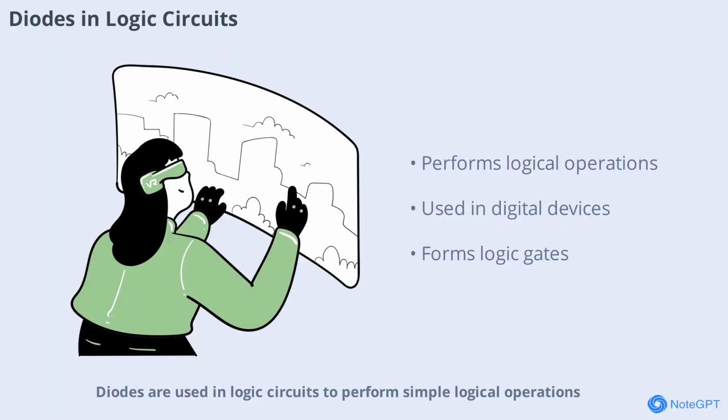Diodes are used in logic circuits to perform simple logical operations. By controlling the flow of current, diodes can create AND, OR, and NOT gates, which are the building blocks of digital electronics. These circuits are found in computers, calculators, and many other digital devices.